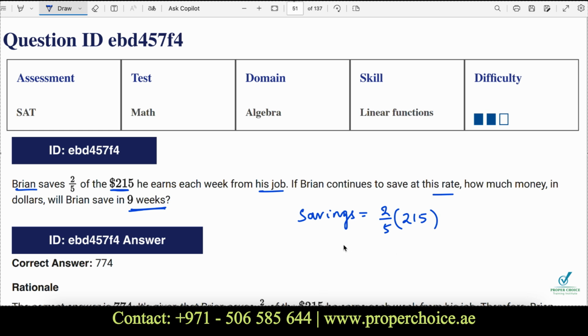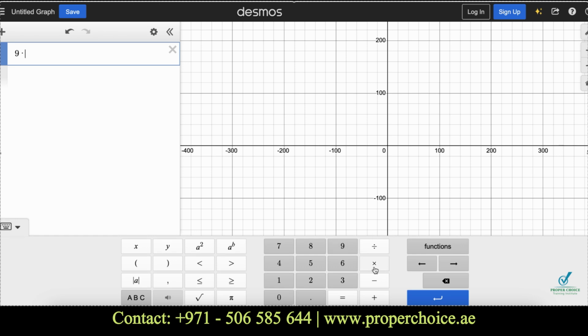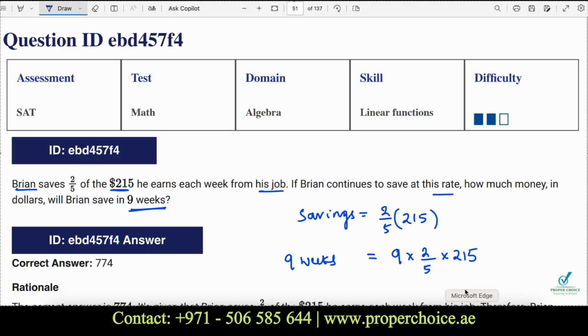Now if they are asking how much he will save in 9 weeks, you have to multiply this value by 9. So for 9 weeks he will have saved 9 times 2 by 5 times 215. Just put it in Desmos: 9 times 2 divided by 5 times 215, which gives me $774. That is the correct answer.